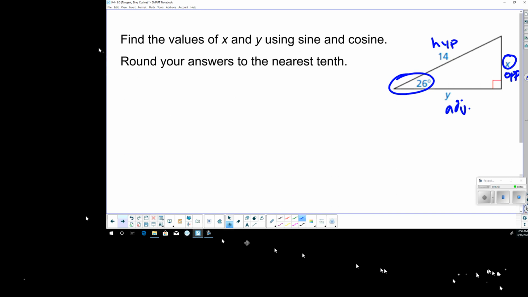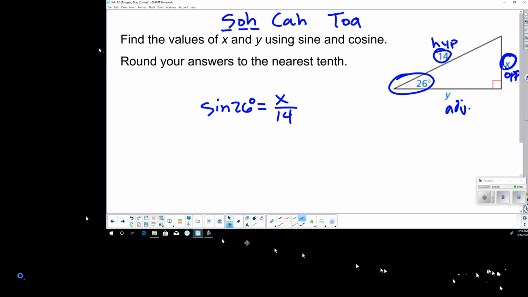If I want to solve for x, I need to use this side, and I need to use the side I know, which is the hypotenuse. So I need to choose a trig ratio that involves the opposite side and the hypotenuse. Sine is opposite over hypotenuse. So the sine of 26 degrees is equal to the opposite side, which is x, over the hypotenuse, which is 14. Now I've got an equation I can solve to find x.